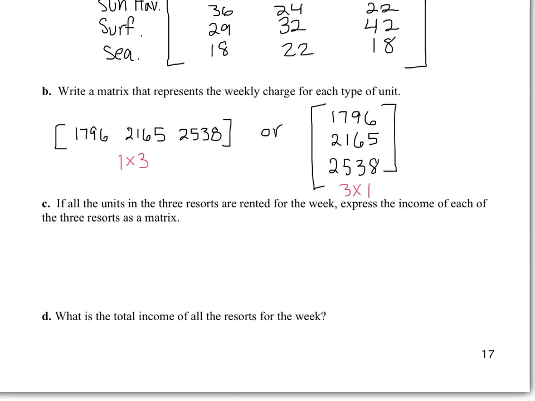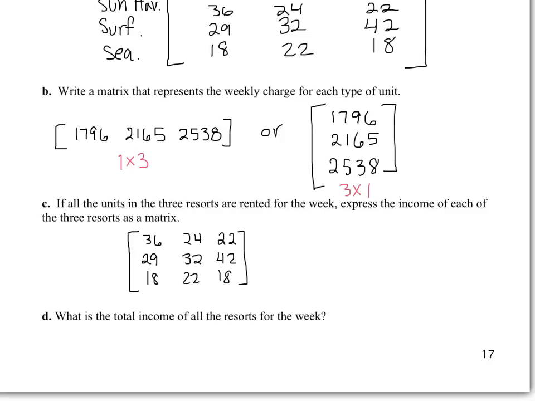So for C, it says if all the units in the 3 resorts are rented for the week, express the income of each of the 3 resorts as a matrix. So I'm going to begin by rewriting my 3x3 matrix from part A. It was 36, 24, 22, 29, 32, 42, 18, 22, and 18.